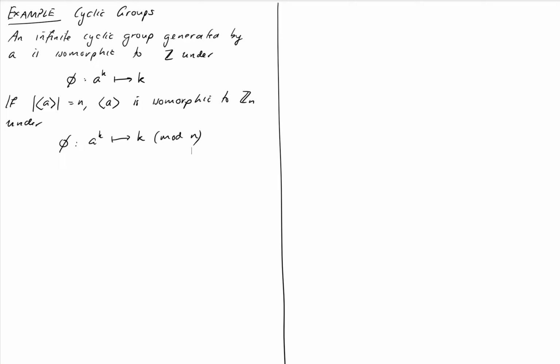So let's do another example, and this one's a really important one, and we've kind of alluded to this one a number of times already before we've actually got to it. So this one is about cyclic groups, and it says that an infinite cyclic group generated by A is isomorphic to the integers under this particular mapping, which takes the exponent onto just the integer itself. And then it specializes to if we have a finite cyclic group, i.e. a cyclic group of order n, then the cyclic group is isomorphic to Zn under, again, the mapping that takes the exponents into the set mod n.